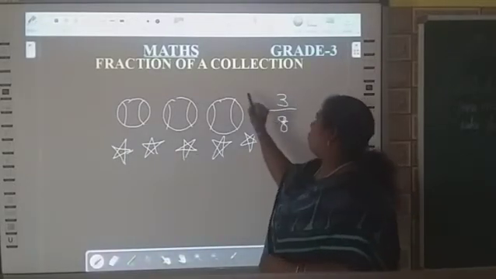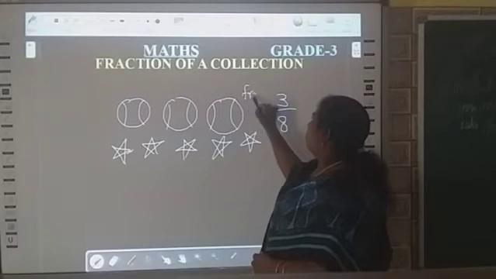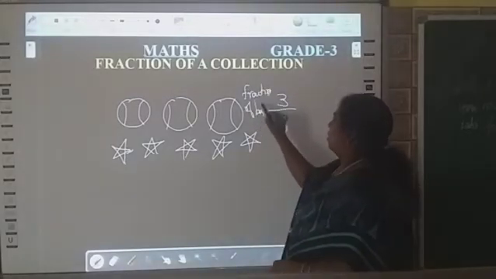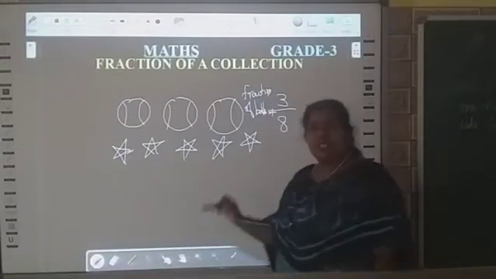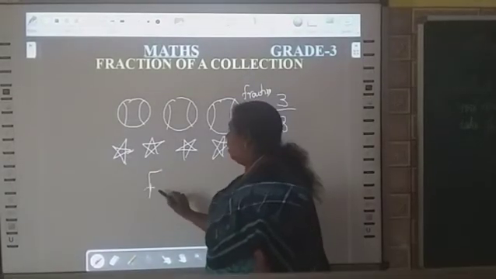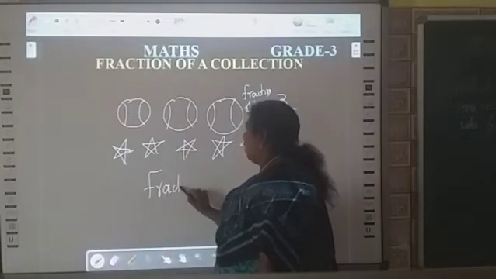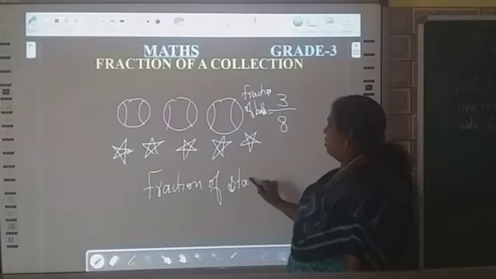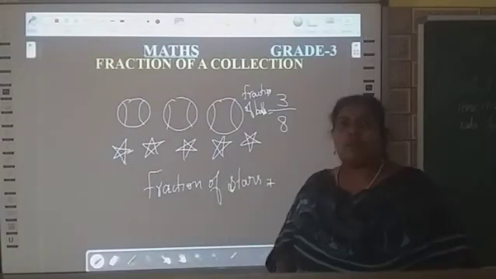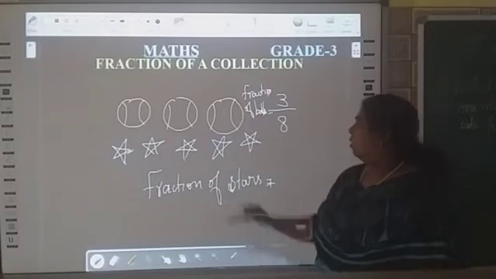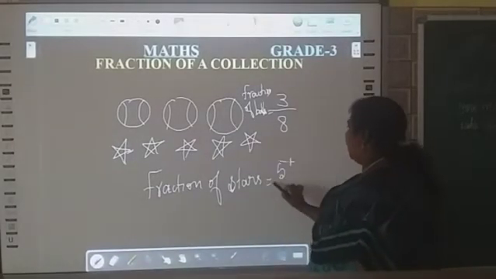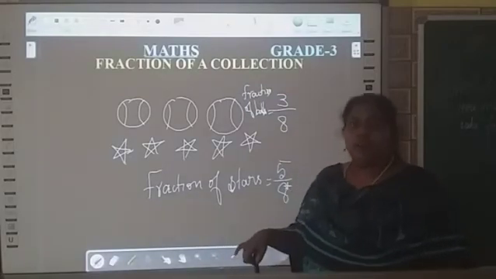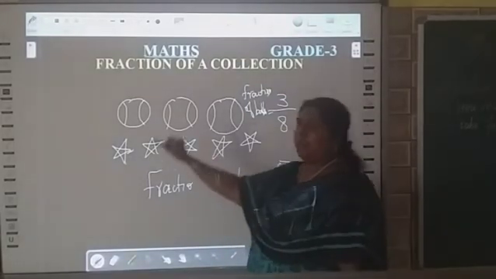This is fraction of balls, okay? Then fraction of stars. How we can write? Fraction of star is how much? How many stars are here? 5 stars. So 5 divided by 8. In the denominator, you have to write in the total number. Okay, total number of items.